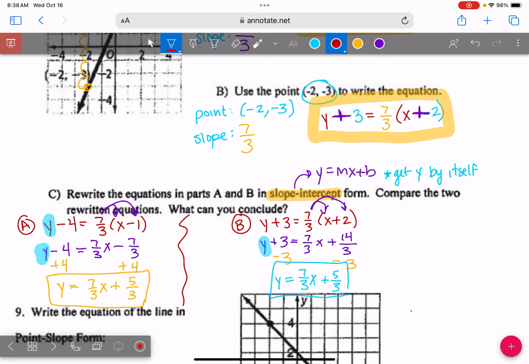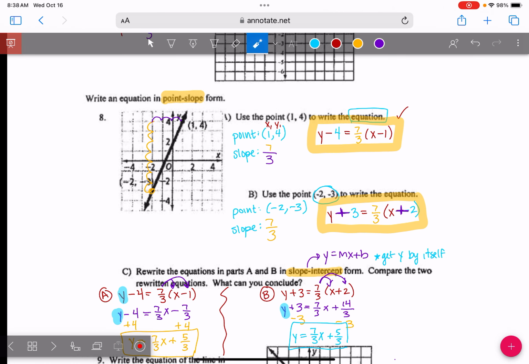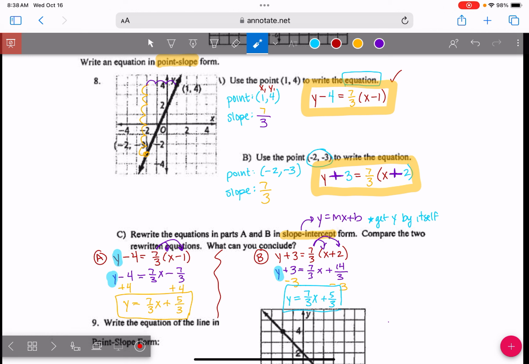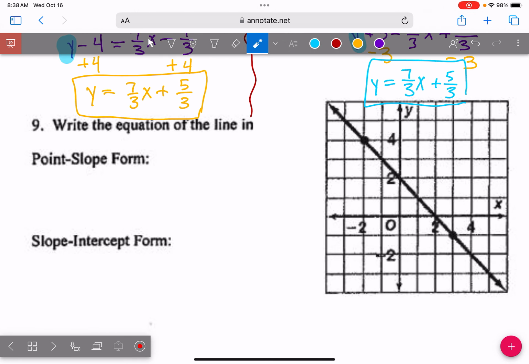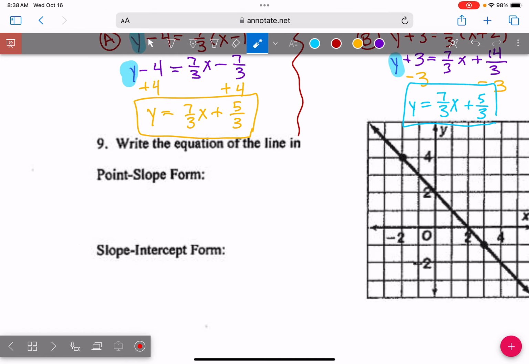This means that I can use any point on the line to write an equation. Even if it looks different in point slope form, it's still the same equation, which is what we showed down here. So let's look at 9. Now I'm asking you to write the equation of the line in point slope form first and then slope intercept. The reason we do point slope form is because we love it. Point slope form is very helpful.